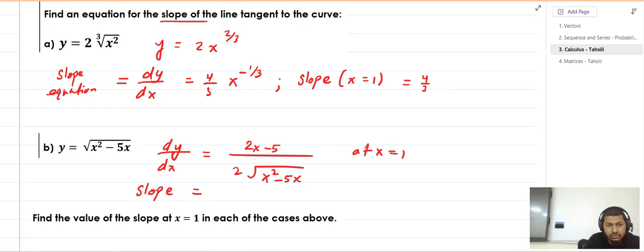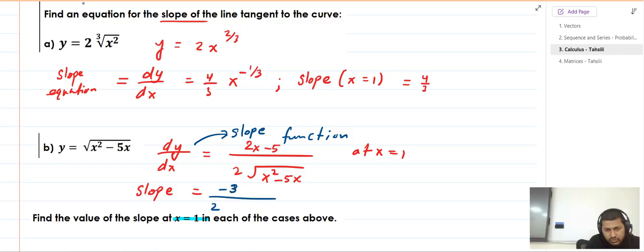Why do you substitute 1? Because they want to find this. Remember, dy dx is a slope function, and now if you substitute 1 inside the slope function, you should get the slope. Let us substitute 1 here. 2 minus 5 is negative 3, over 2 times the square root of negative 3 there.